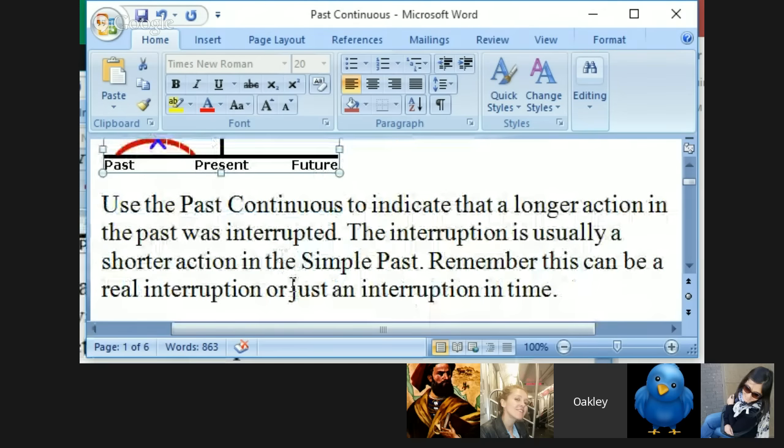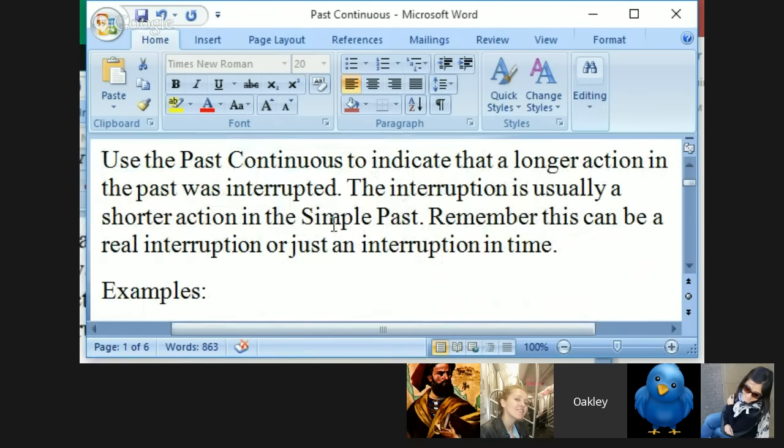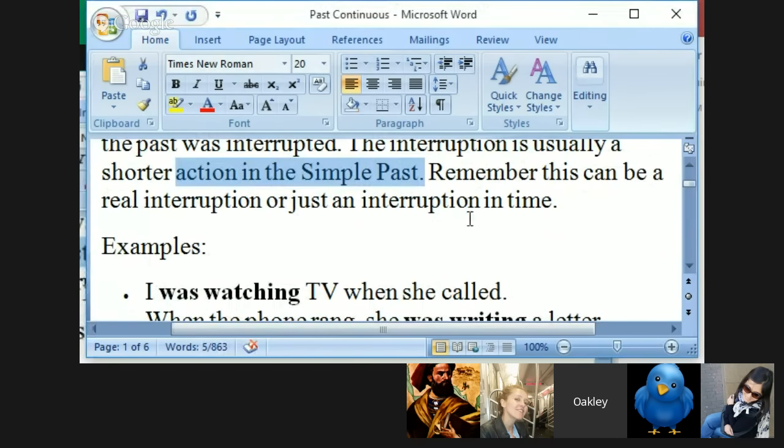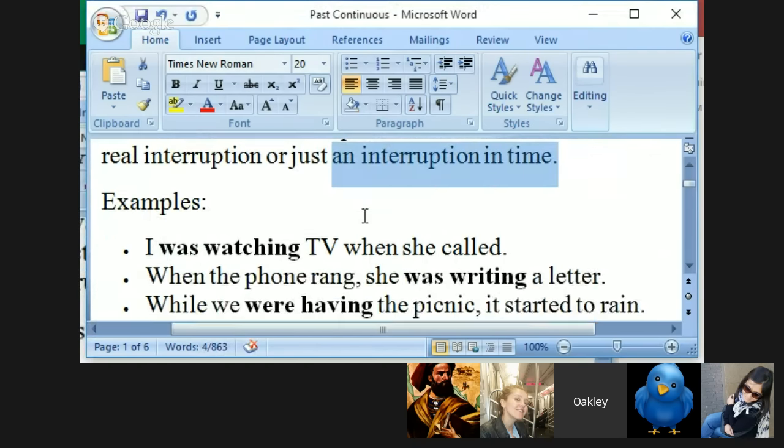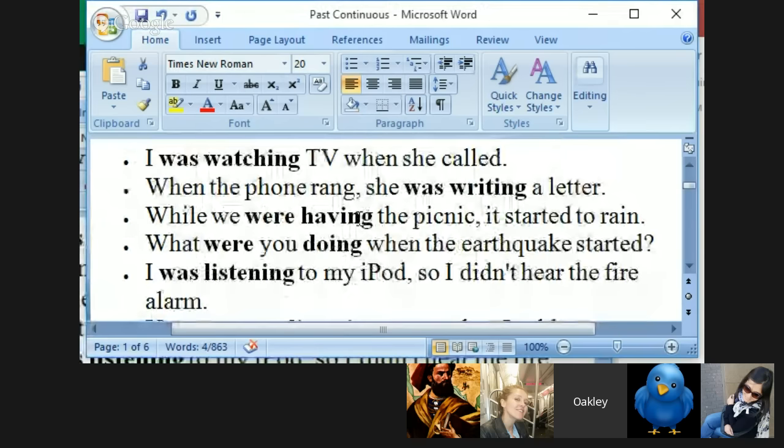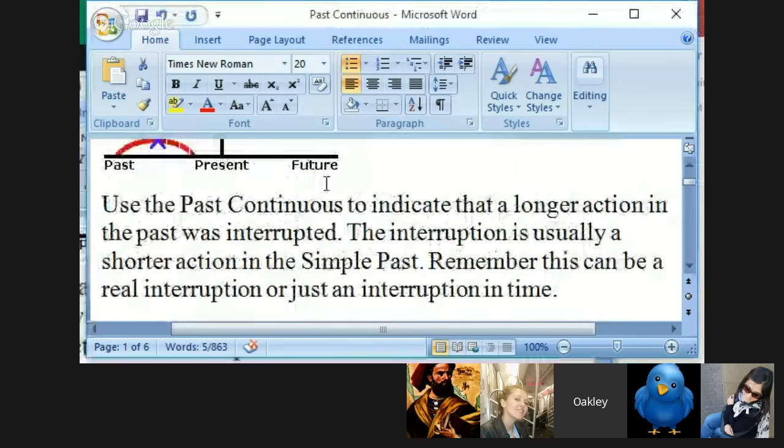Okay. Past continuous is used to indicate that a longer action in the past, the red line, was interrupted. The interruption is usually a shorter action in the simple past. It can be a real interruption or an interruption in time. As I said, it's going to look like this. I was watching TV. That's one clause, obviously with the past continuous. The second clause, when she called. I was watching TV, the red line here.